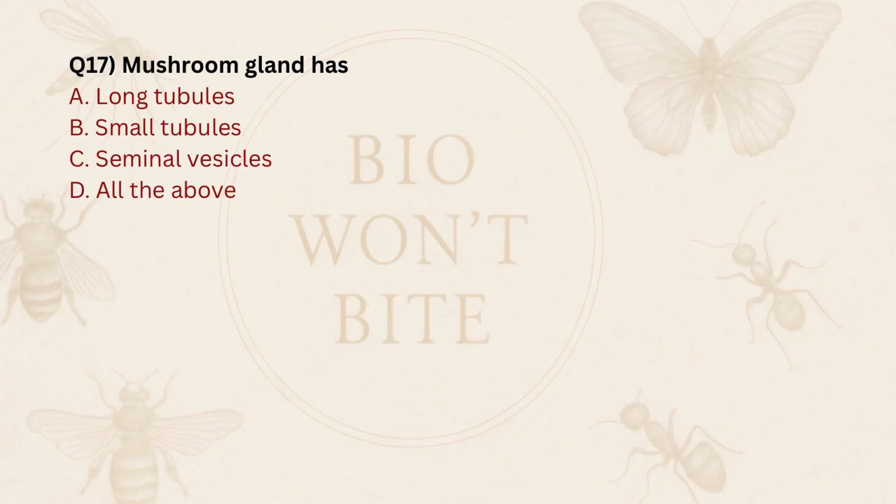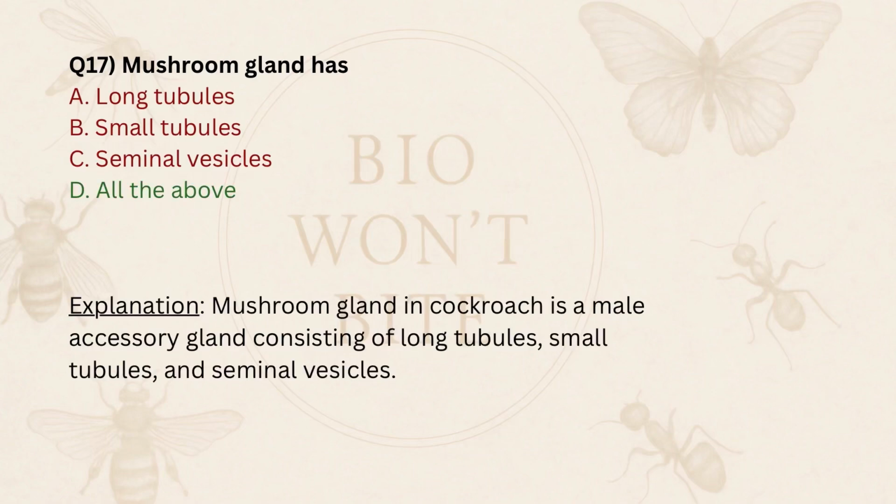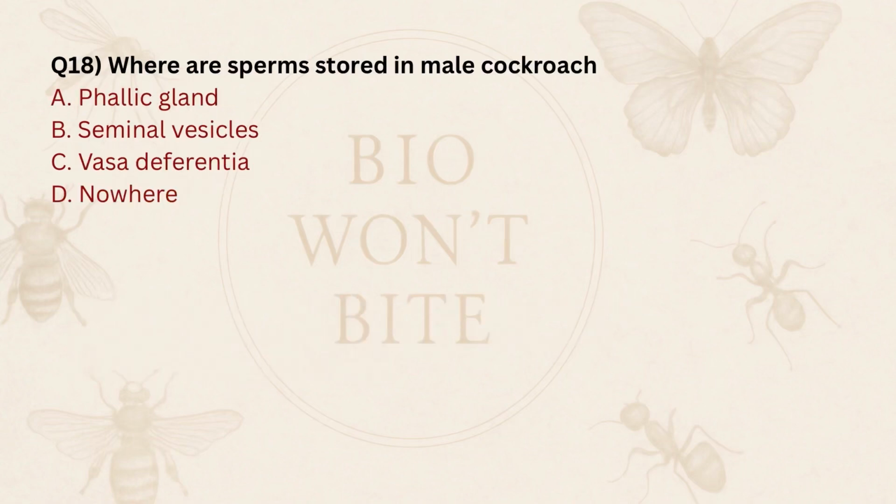17. Mushroom gland has. Option D, all of the above is the correct answer. The mushroom gland in male cockroach is an accessory reproductive gland. It consists of long tubules, small tubules, and seminal vesicles, all of which contribute secretions important for nourishing and packaging the sperm. 18. Where are sperm stored in male cockroach?